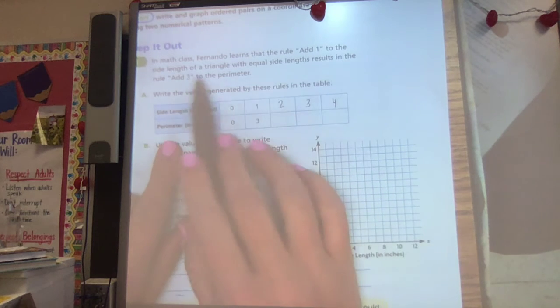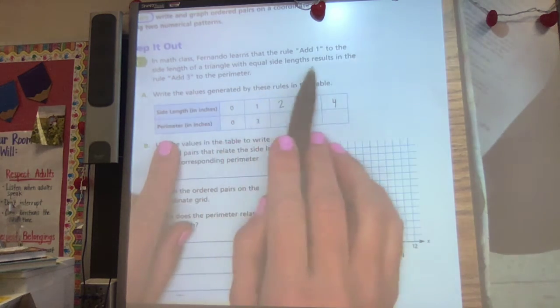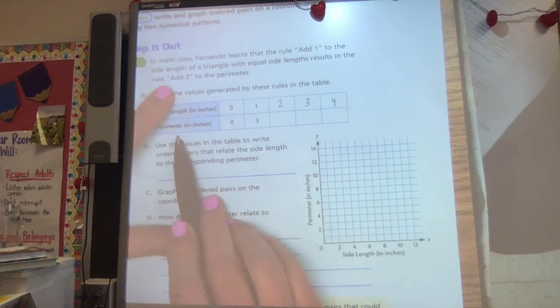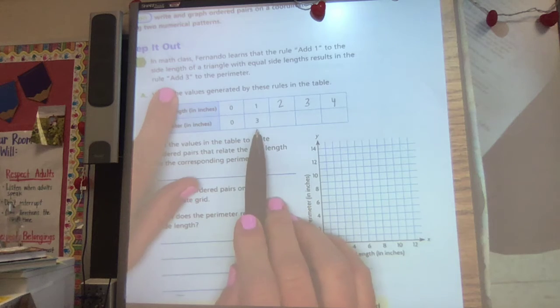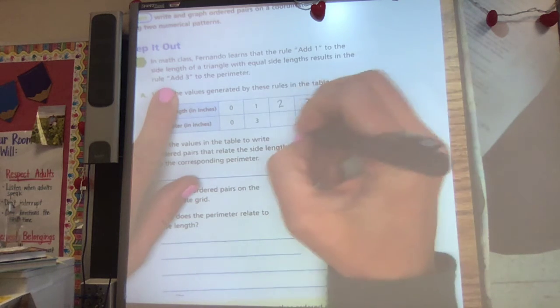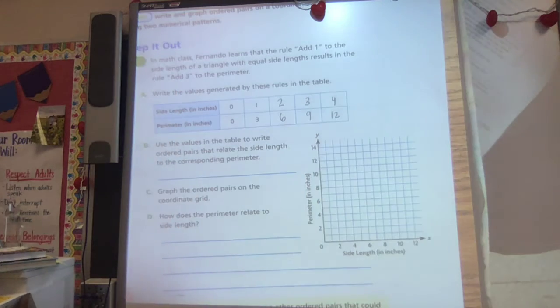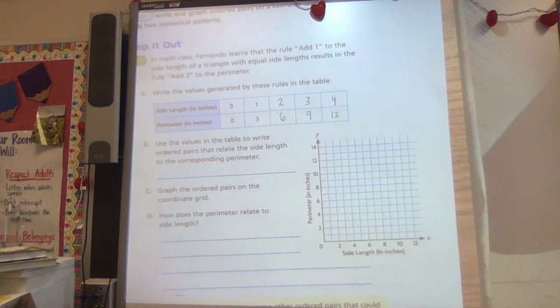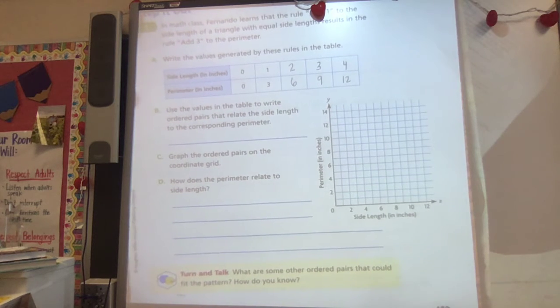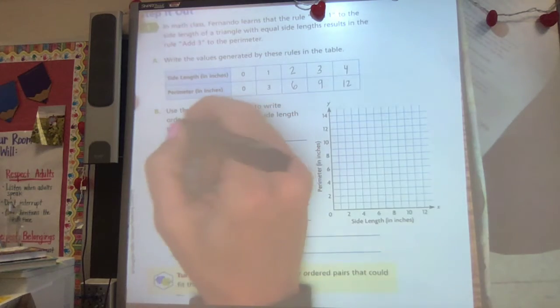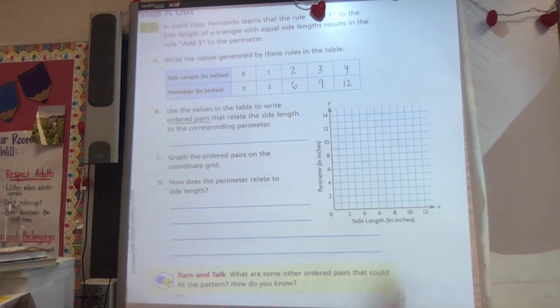It says, with equal side lengths results in the rule add 3 to the perimeter. Here's the perimeter. They started at 0, added 3. So I know that means 3 more is 6, 3 more is 9, 3 more is 12. So I've got my table filled in with my rule followed. So let's use the values in the table to write ordered pairs. This is going to help us before we start to graph.